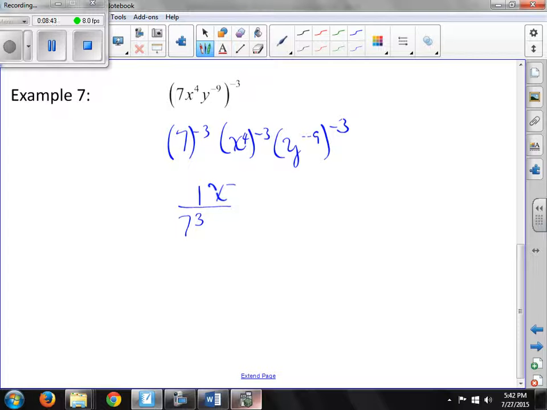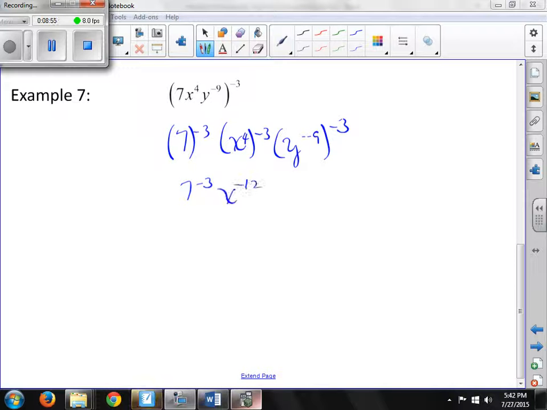Well, I should have made up my mind how I wanted to do that. Okay, let's get everything raised first before we start flip-flopping anything. 7 raised to the negative 3, x raised to the negative 12, and y to the negative 9 times negative 3 is positive 27. So now you see we have 2 of them that have negative exponents.